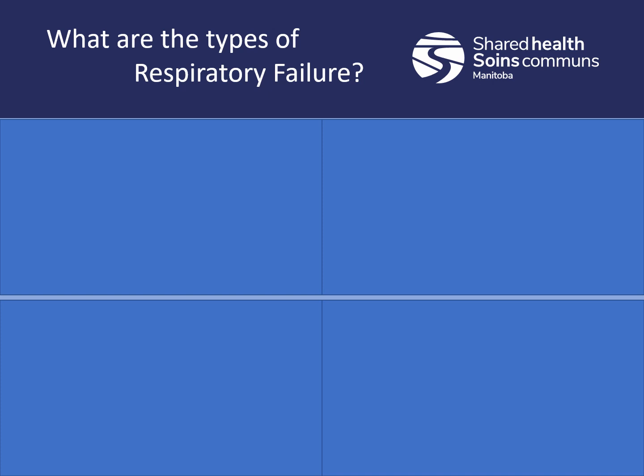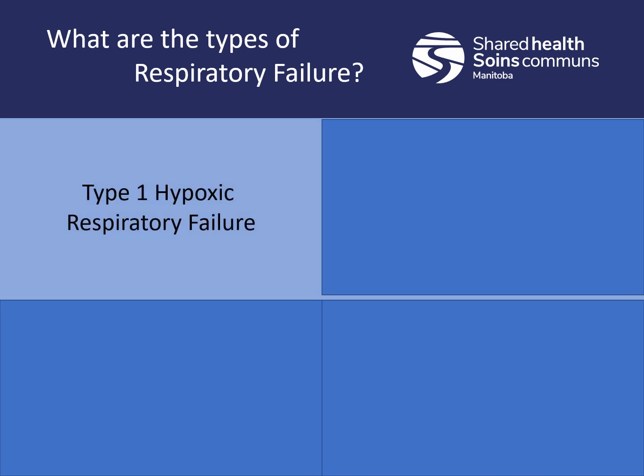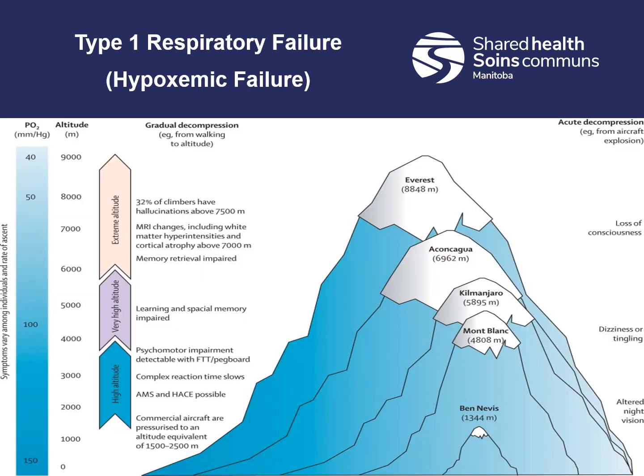So, to talk about respiratory failure, there are four types, as we see from the four squares here. The first type that we come to is hypoxic respiratory failure. Causes of hypoxic or hypoxemic respiratory failure: first one being simple altitude. The higher we go, the rarer the air, right? The less oxygen content in the air at altitude. Just as an example.